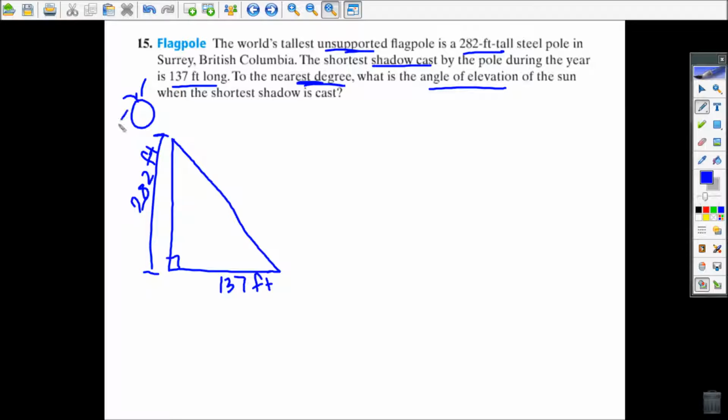So here's the sun, because if you have a sun, then your shadow is going to go this way. It wants to know the angle of elevation. So the angle of elevation would have to be here because we have our horizontal line and it's going upward. It could not be here for a couple of reasons. One, you don't have a horizontal line, and two, it's going down. So elevation means up. So it's asking for the angle of elevation of the sun. So horizontal line going up to the sun.